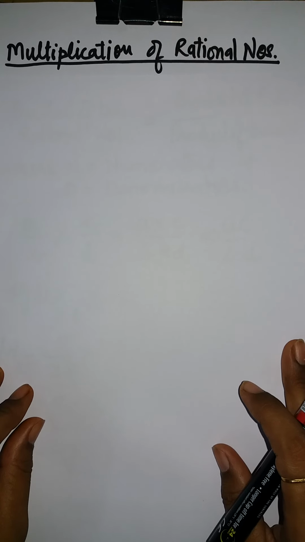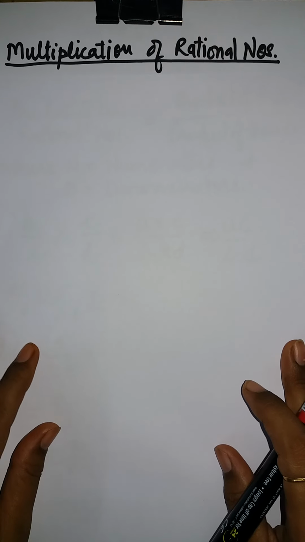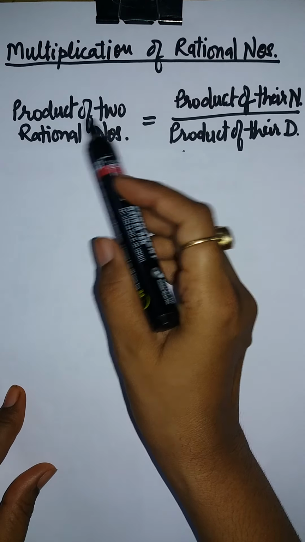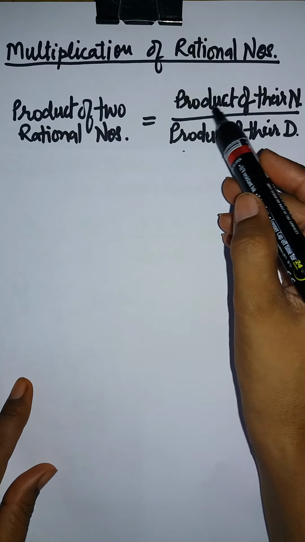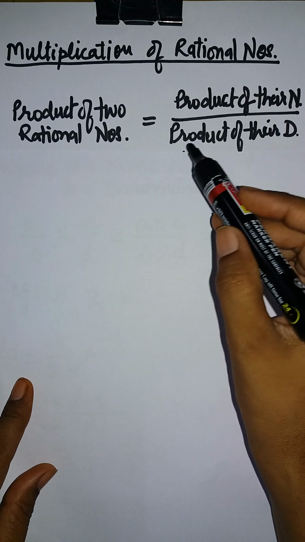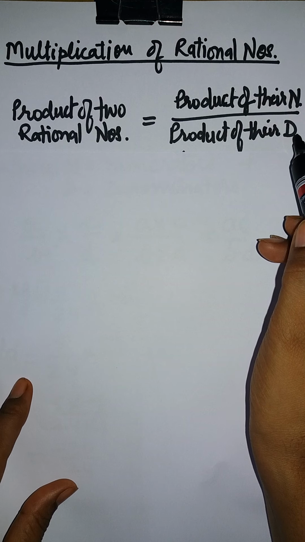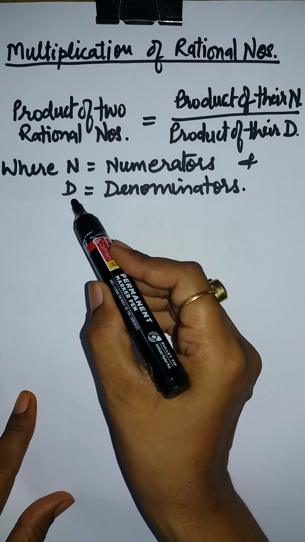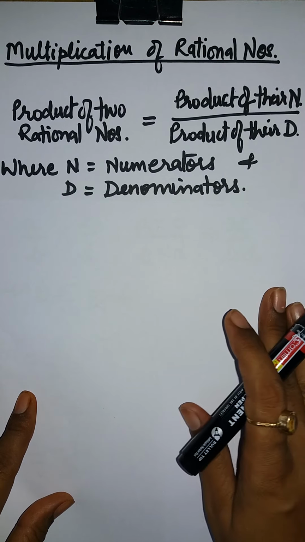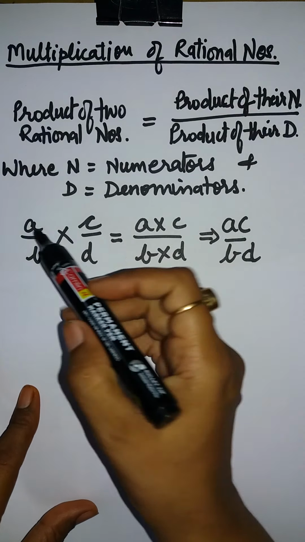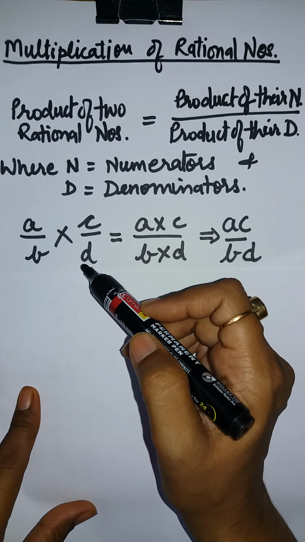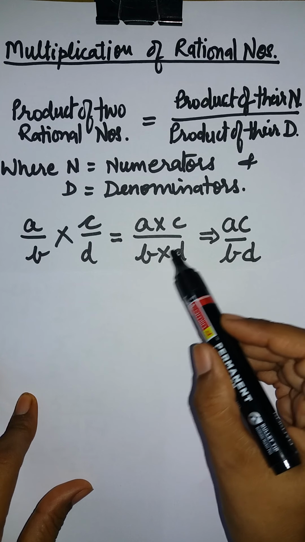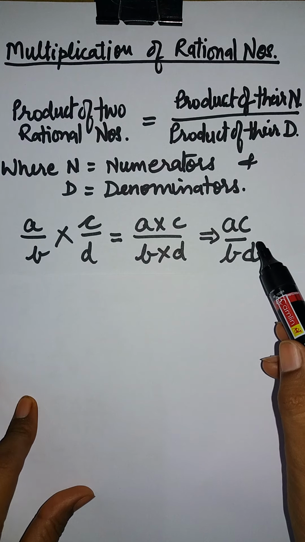Multiplication of rational numbers is similar to the multiplication of fractions. Thus, the product of two rational numbers is equal to the product of their numerators upon the product of their denominators, where n stands for numerator here and d stands for the denominator. If a by b and c by d are two rational numbers, then a multiplied by c upon b multiplied by d is the result.